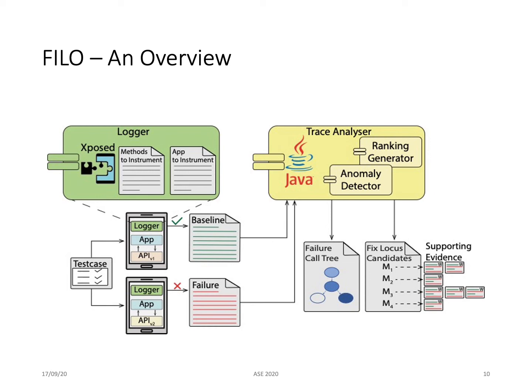And we also install it on the newer version of the APIs where the application fails to execute the test case, and therefore the output is a failure trace. Both traces are used by the trace analyzer component as input in order to produce what we call a failure call tree that finds and links the differences between the baseline and the failure traces. Using this call tree, the trace analyzer finally produces our FixLocus candidates ranking, which is an ordered set of methods along with some supporting evidence.